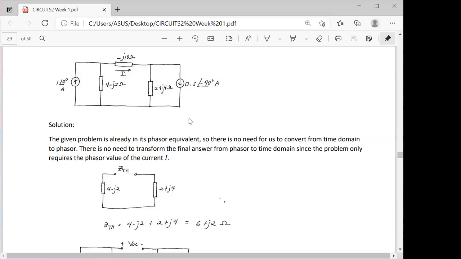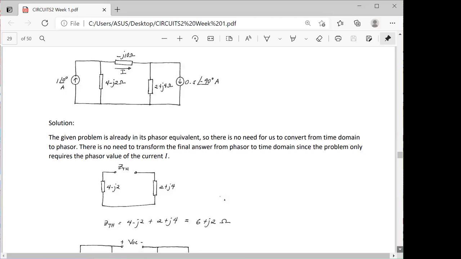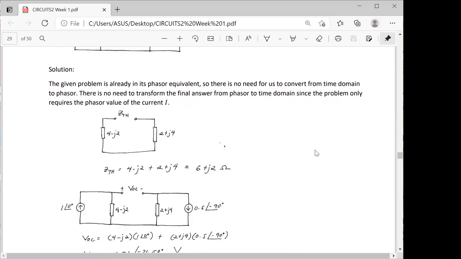But since there's no voltage source here, only current sources, what we did was simply open our current sources here, this 1 angle 0 and this 0.5 angle negative 90 degrees. So once we replace these two current sources with open circuits, the circuit will look like this: the 4 minus J2 then in series with our 2 plus J4.